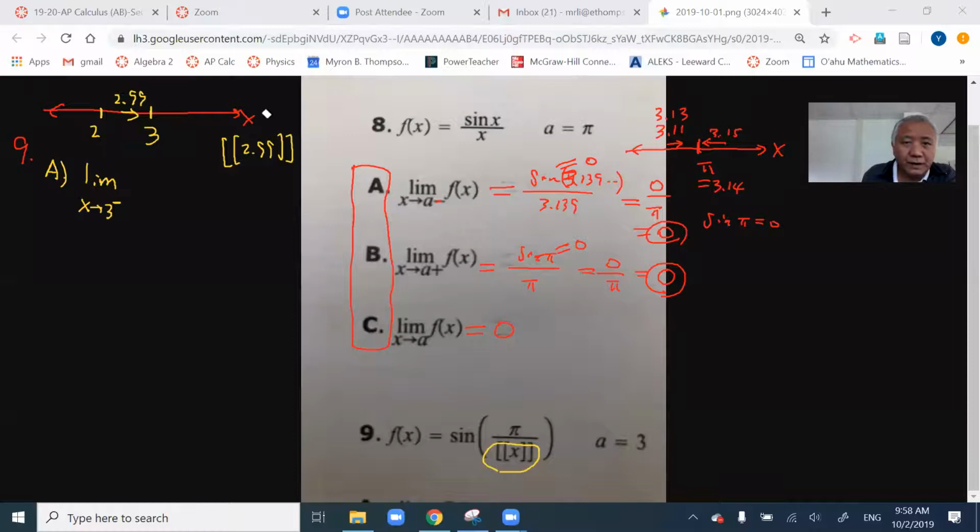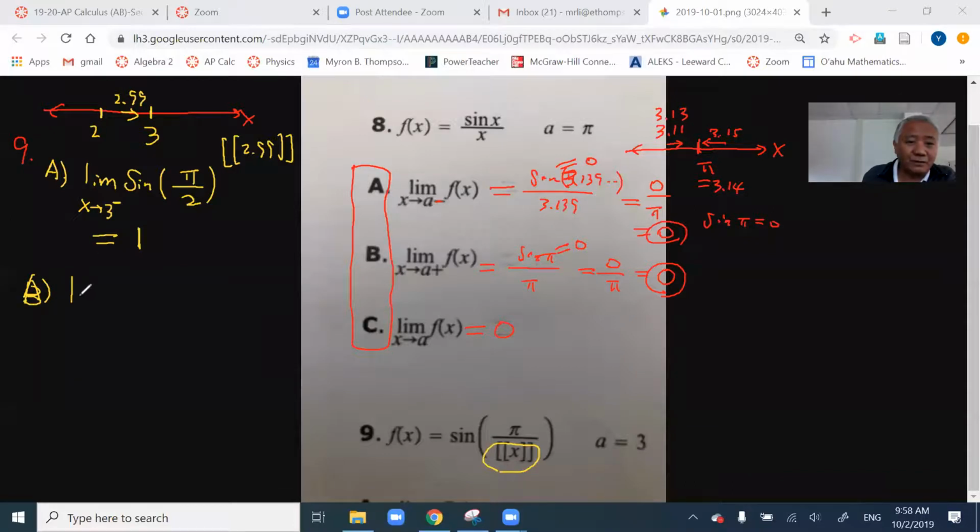So you're going to have sine, right? This is the pi over the bottom one here will be the 2, like this. So when you have sine pi over 2, that will be what? Sine pi over 2 equals 1. That's 90 degrees.